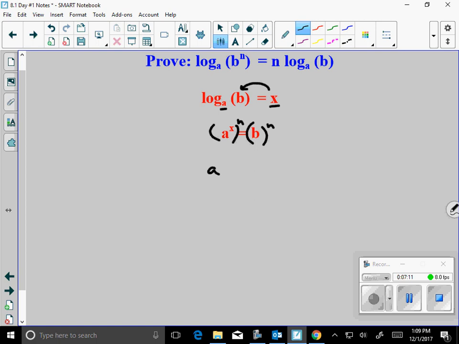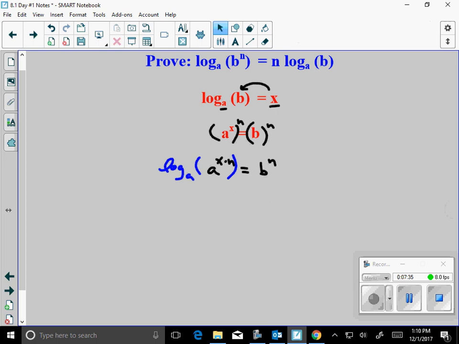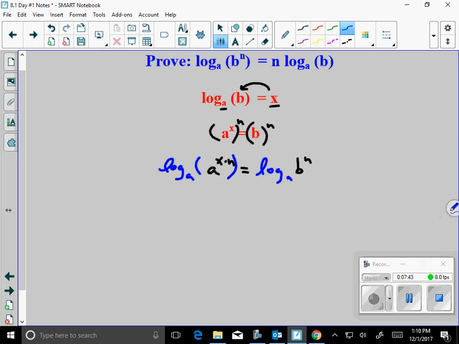Therefore, I would have a, what would I do with the x and the n right here? Multiply or add? Multiply. So I'd have x times n, and that would equal b to the n. Now, something that you can always do, you can do an operation on both sides as long as the operation is the same. I'm going to take log base a of both sides. I don't really like how that's spaced, so I should probably move it over. B to the n. And I'm going to take log base a of that. All right, so now what can I do from here?